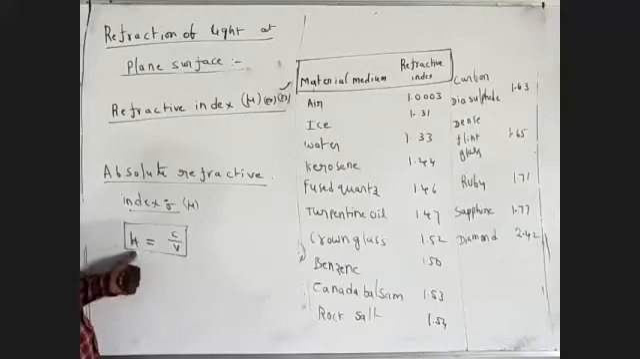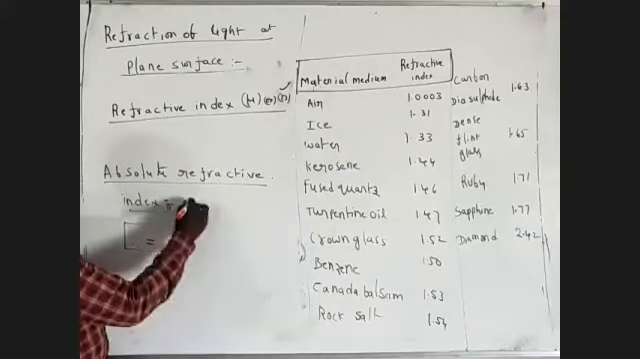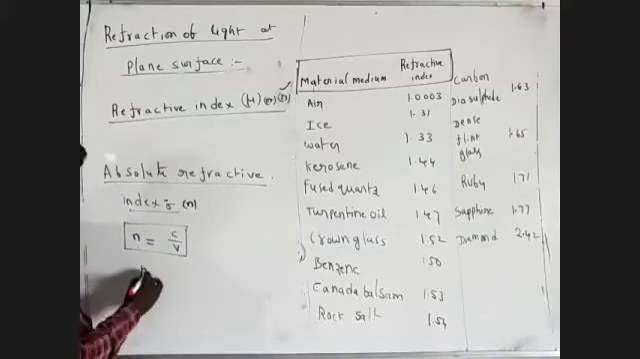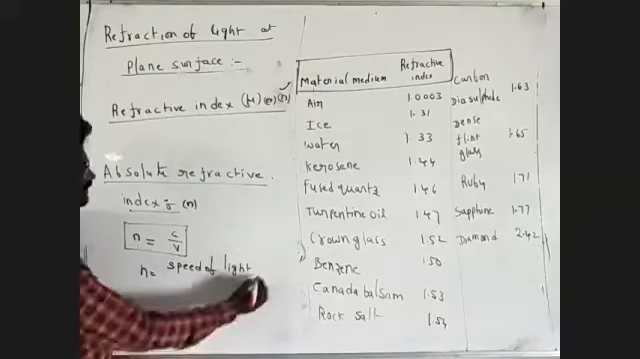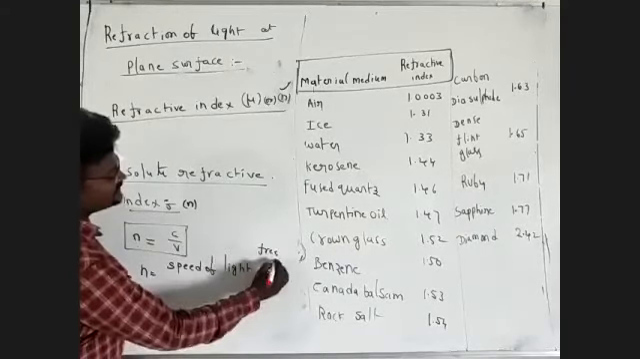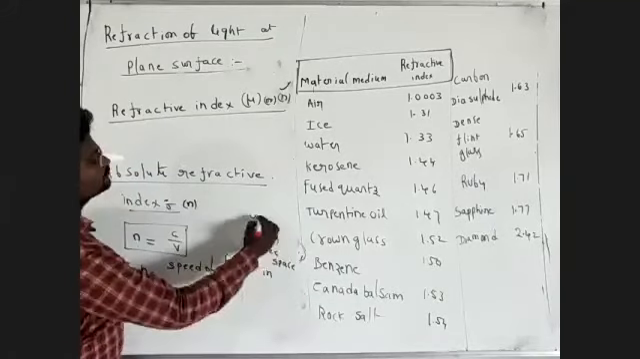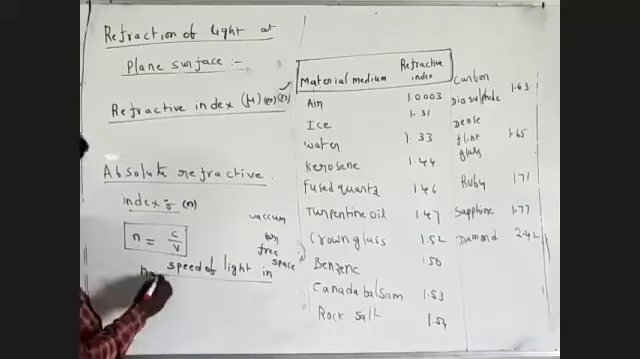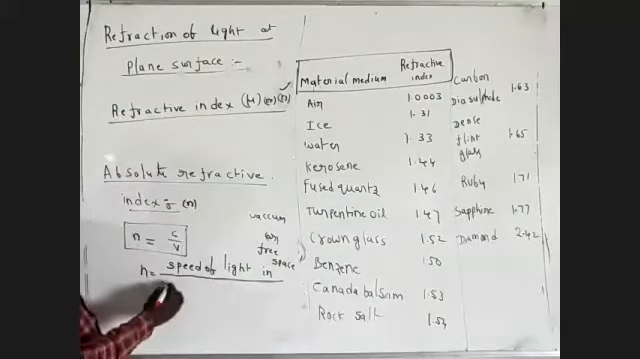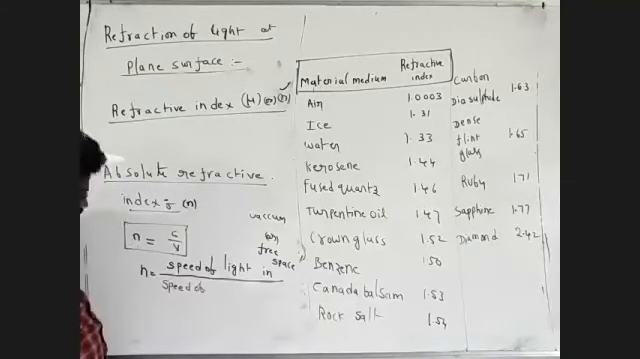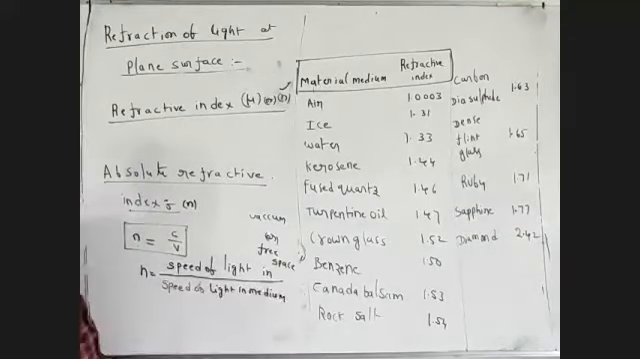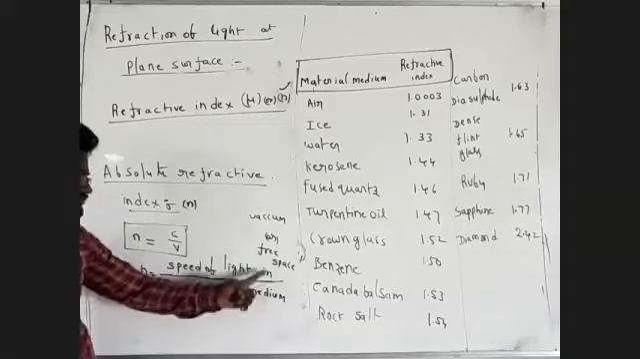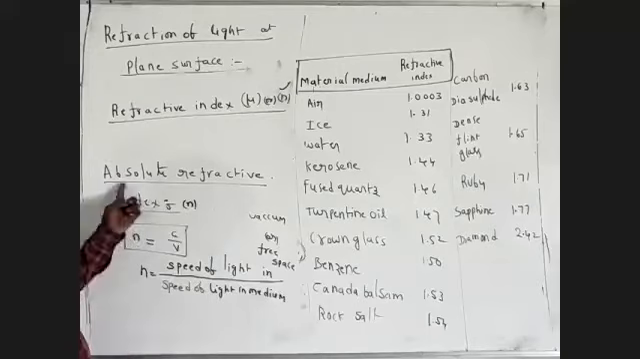Mu, sorry, you can take the letter n. In your book, having n notation, you can write n is equal to c by v, where c means speed of light in free space or vacuum, and v means speed of light in a medium. So n, the refractive index, is the ratio of the speed of light in free space or vacuum to the speed of light in a medium, and it is called the absolute refractive index.